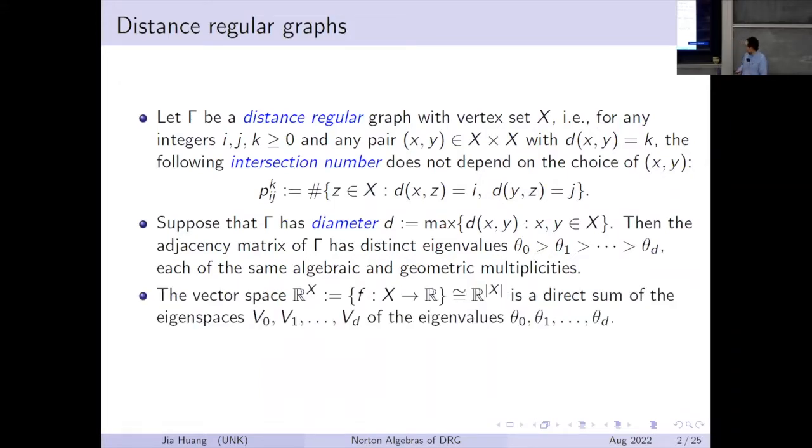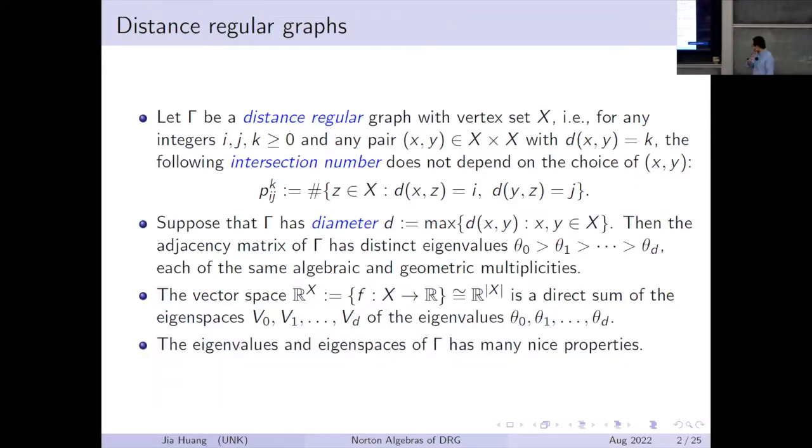So let's take a look at the vector space R^X. You can think about this as the space of all functions from X to R, or as the space of all vectors with components indexed by X, either way. That becomes a direct sum of the eigenspaces, let's call them V_0 through V_d, of the adjacency matrix of this distance regular graph. Of course, there are a lot of nice properties of the eigenvalues and eigenspaces of a distance regular graph, and you can find these in any standard reference on distance regular graphs. Any questions so far?